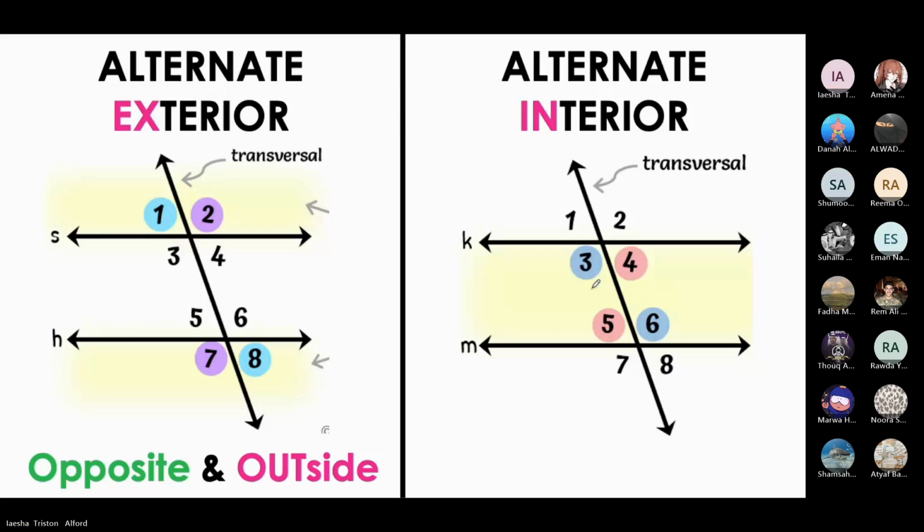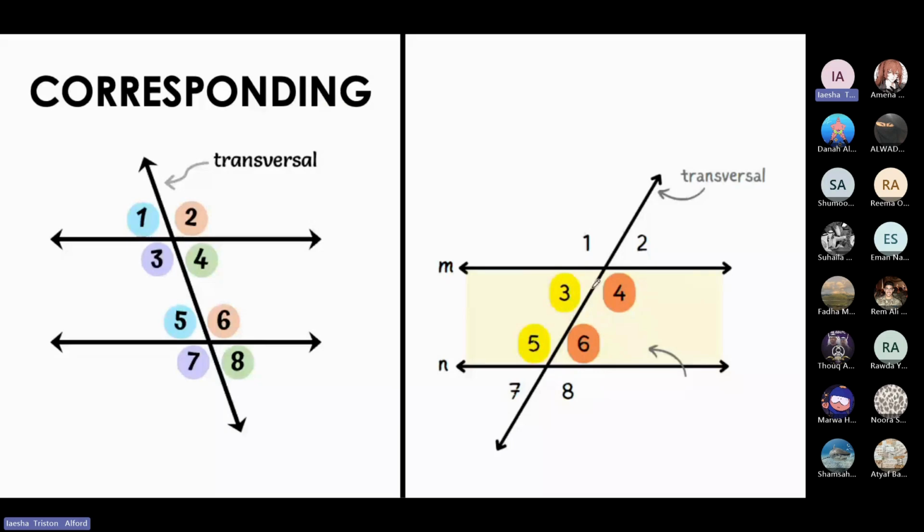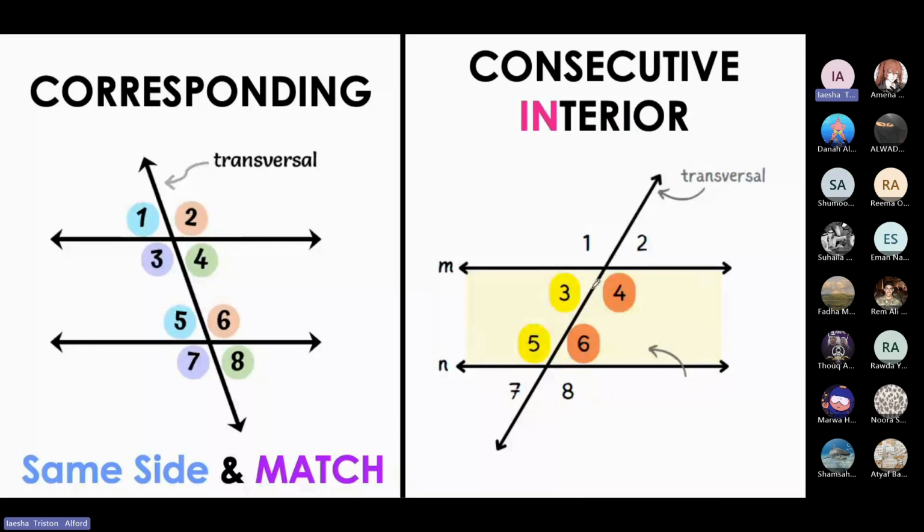Everybody's done? This one, opposite and inside. Then 1 and 5, 2 and 6, 3 and 7, 4 and 8 is corresponding. They're on the same side and should be in the matching place. And then you have consecutive interior, 3 and 5, or 4 and 6. They're on the same side and inside the parallel.